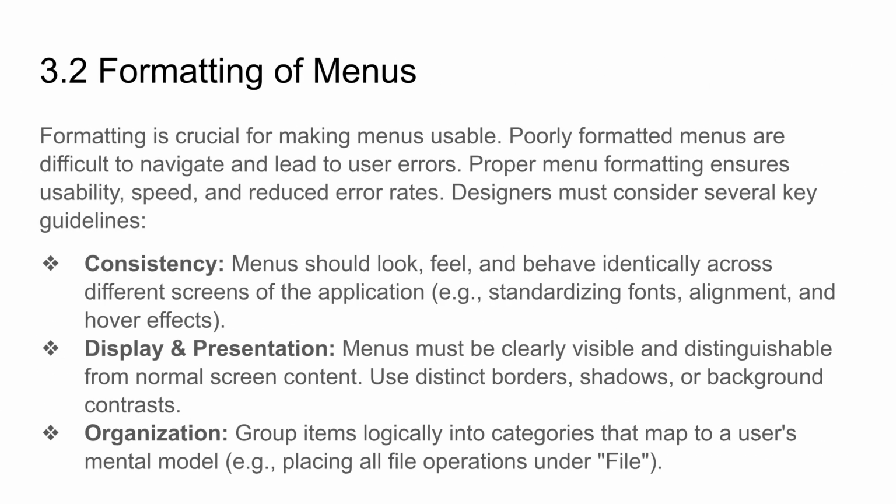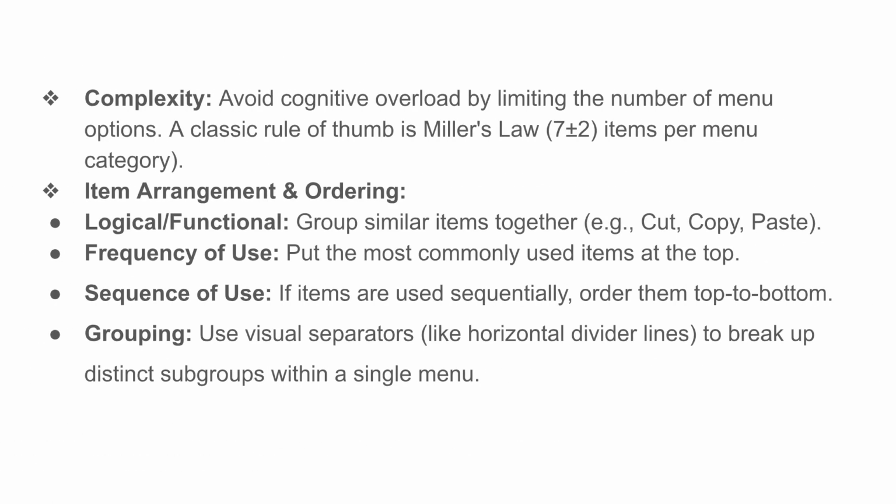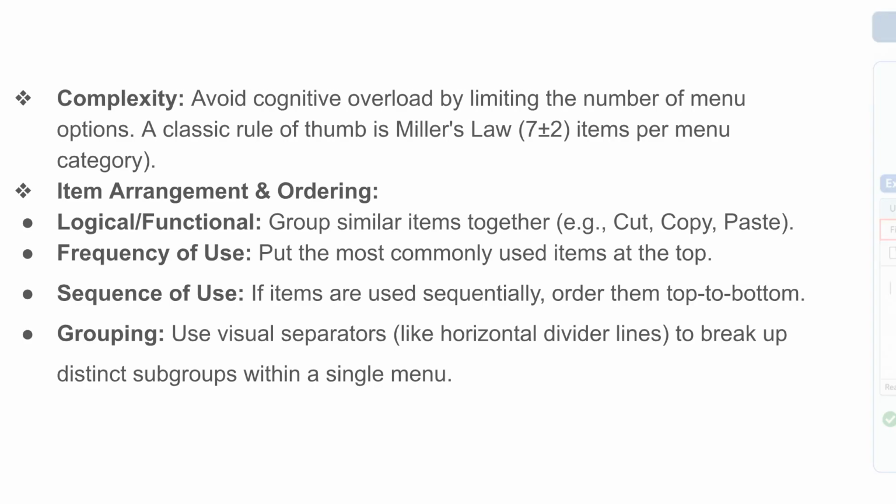Proper menu formatting is crucial for usability. Designers should focus on consistency across screens, clear display and presentation, and a logical organization that matches the user's mental model. To avoid cognitive overload, limit menu options, often following the 7 ± 2 rule. Organize items logically by function, frequency of use, or sequence, and use visual separators for clarity.